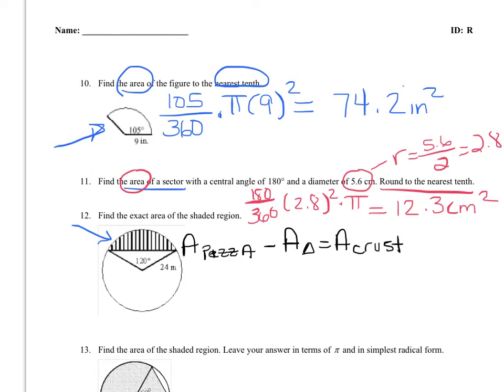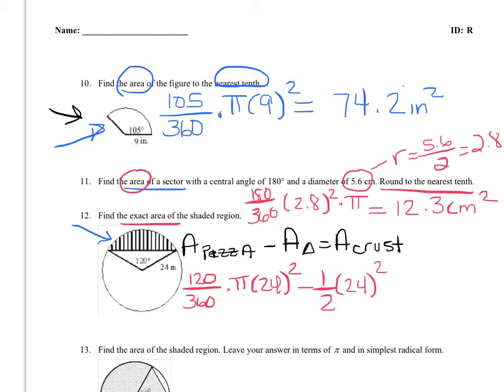Okay? So when we find the area of the sector, it's the same as what we did over here in that problem. So we do the section of the circle divided by 360 times the area formula, pi times 24 squared. And they want the exact area, so we're leaving it in terms of pi. And then minus the area of the triangle, which is 1/2, times the radius, 24 squared.